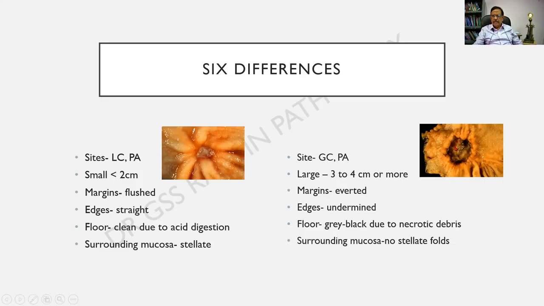Here, because of the erosion and corrosion, there can be an undermining of the edges. The floor is clean due to acid digestion, whereas it is grayish black because of necrotic debris. And the surrounding mucosa is stellate because of fibrosis within the ulcer. Here it is a degenerative process, so no stellate folds. These are the 6. I hope I am correct. 1, 2, 3, 4, 5, 6. Six differences. Please memorize.